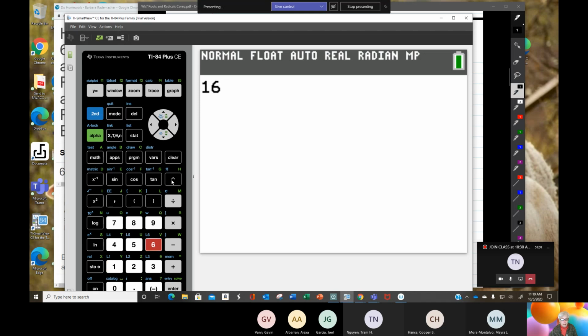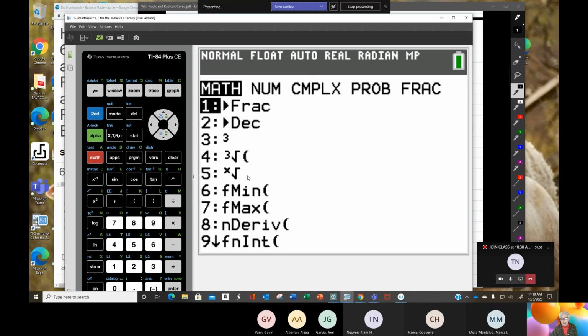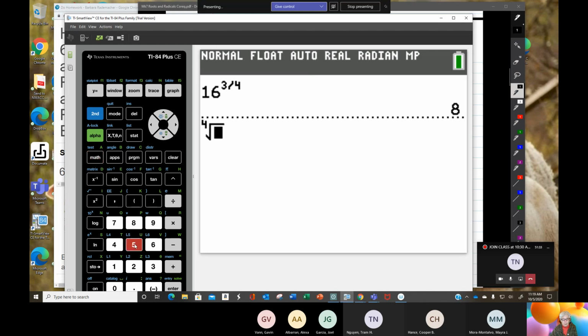16 raised to the 3 divided by 4, or if you know that 3/4 is 0.75, you could do that. 16 to the 3/4 power, enter. That's 8. Now, the 4th root, I still have to hit 4 first, but then watch what happens when I go to math, 5.